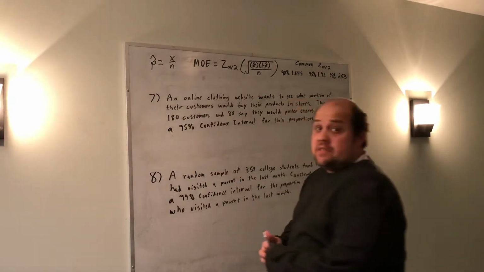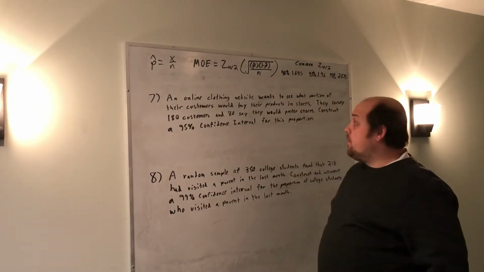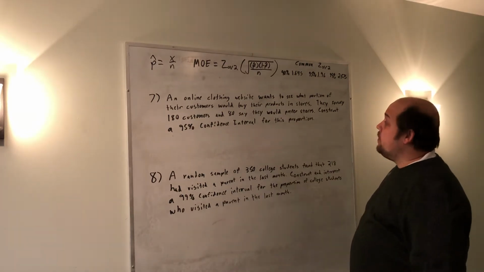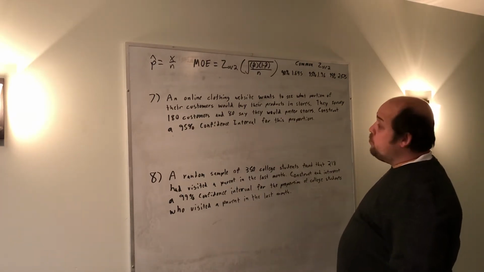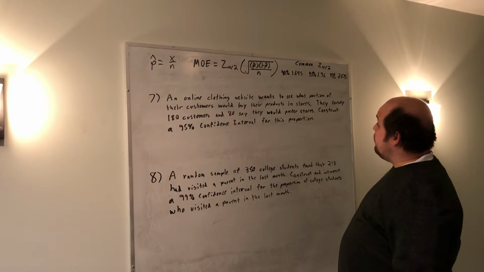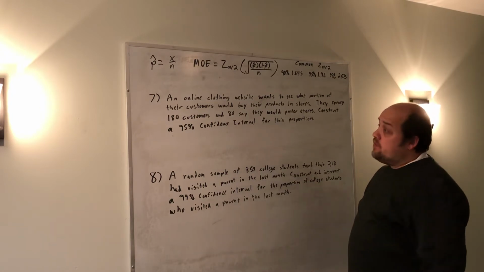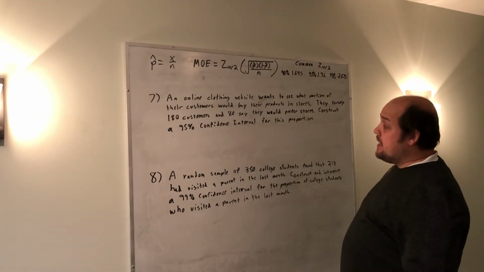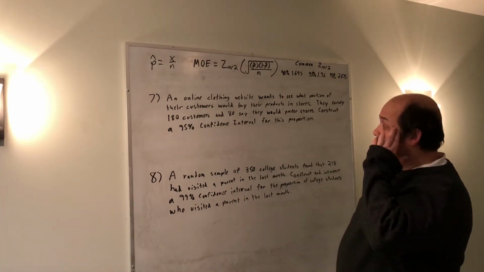These are word problems dealing with confidence intervals for proportions. The first one tells me an online clothing website wants to see what portion of their customers would prefer to buy their products in stores. They survey 180 customers and 80 say they prefer stores. Construct a 95% confidence interval for this proportion.